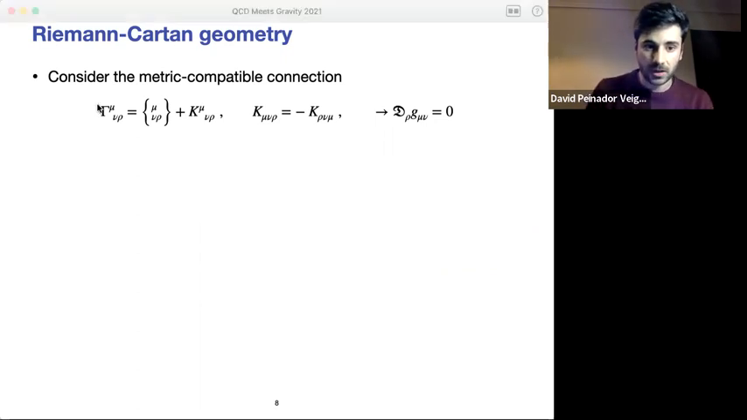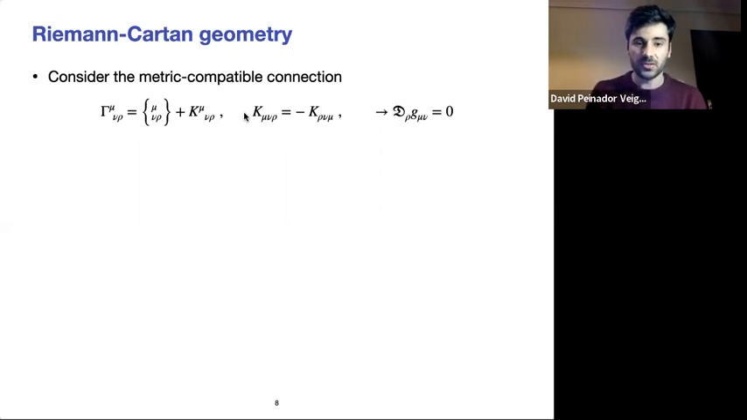So you have a connection like this, where this first term corresponds to the Levi-Civita connection, and the second term corresponds to something called contortion. And this tensor has to be antisymmetric in the first and last indices. If you do this, then you're going to have a metric compatible connection.